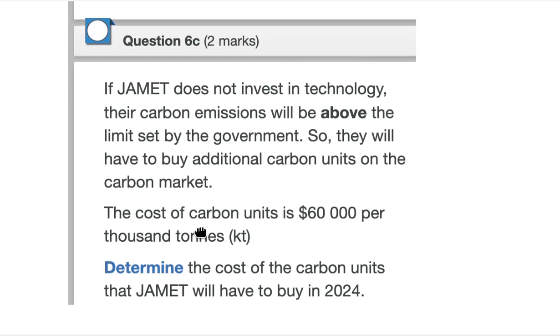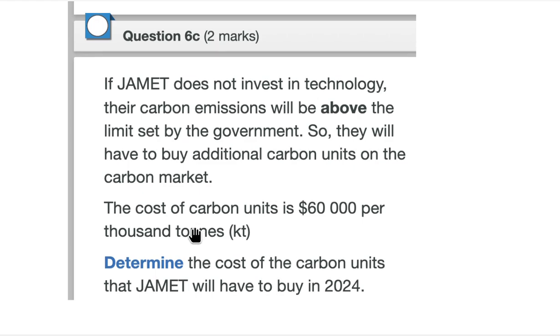If JAMIT does not invest in technology, their carbon emissions will be above the limit set by the government. Of course, they have to do some investment. So they will have to buy additional carbon units on the carbon market. The cost of carbon units is $60,000 per kiloton. Determine the cost of the carbon units that JAMIT will have to buy in 2024.